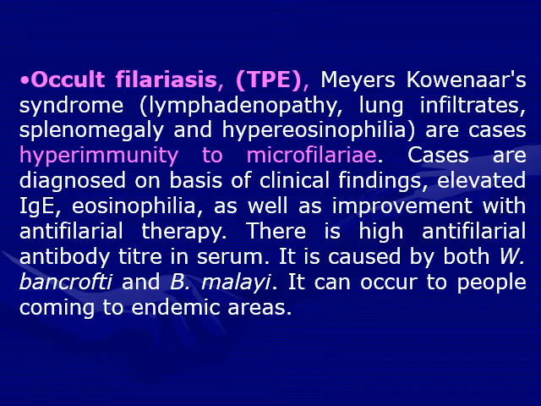Occult filariasis is also called tropical pulmonary eosinophilia or Meyers-Kouwenaar syndrome: lymphadenopathy, lung infiltrates, splenomegaly, and hypereosinophilia. These are cases of hyperimmunity to microfilariae. The cases are diagnosed on the basis of clinical findings, elevated immunoglobulin E, eosinophilia, as well as improvement with antifilarial therapy. There is a high antifilarial antibody titer in the serum. It is caused by both Wuchereria bancrofti and Brugia malayi, the next filarial worm, and it can occur in people coming to endemic areas.